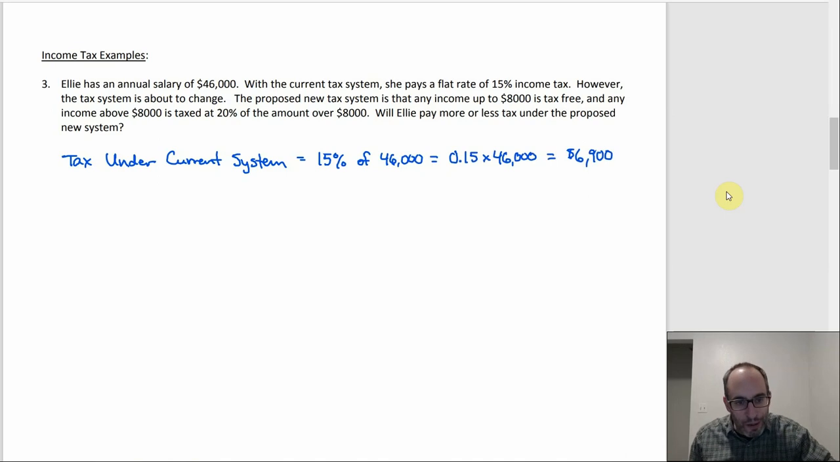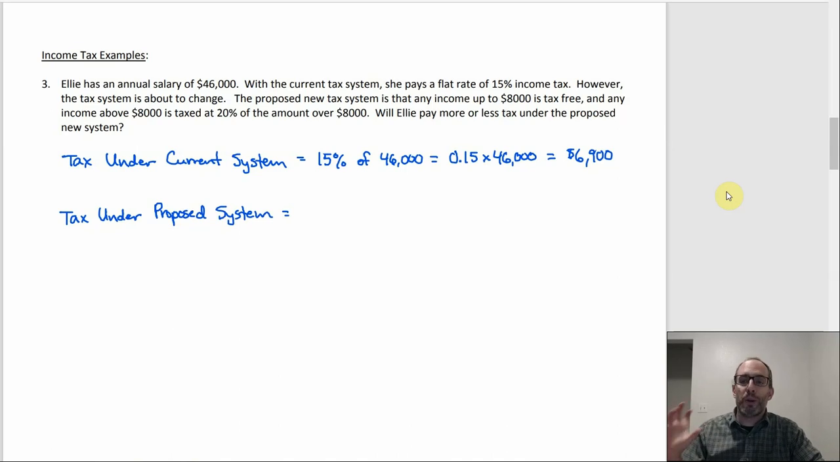So how about the proposed system? So the tax under the proposed system. All right, well here it's going to be broken up into two pieces because she makes over $8,000, right? 46,000 is bigger than 8,000. So there will be part of her income that's not taxed, right? Up to 8,000, but then everything beyond that is taxed at 20%.